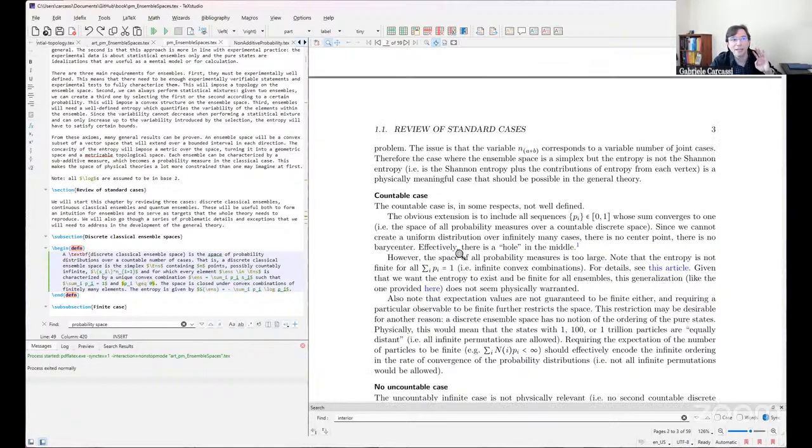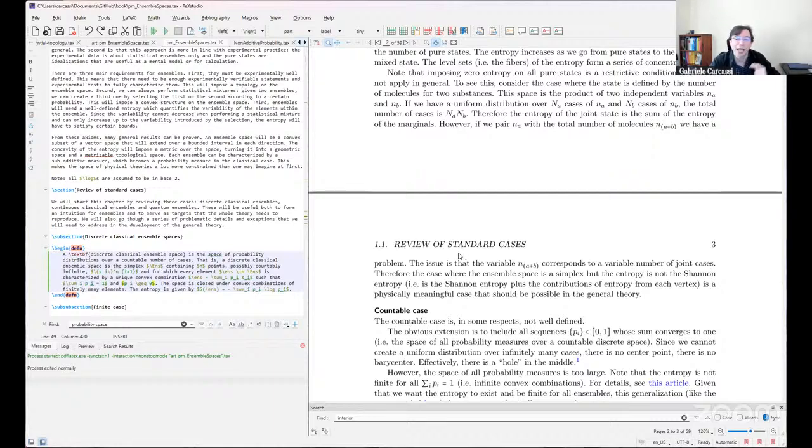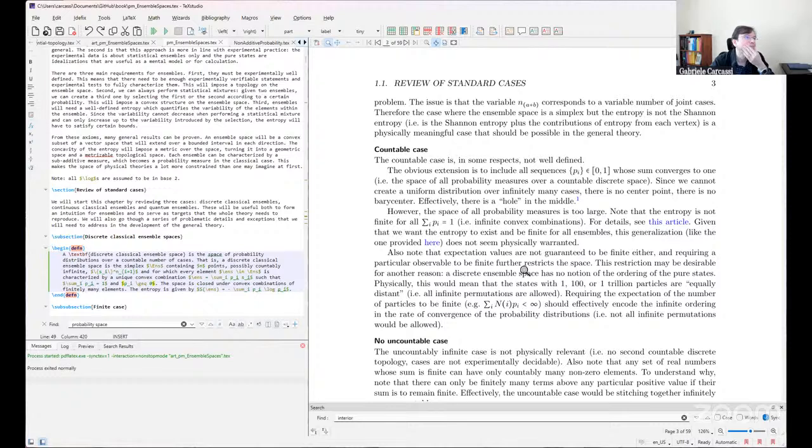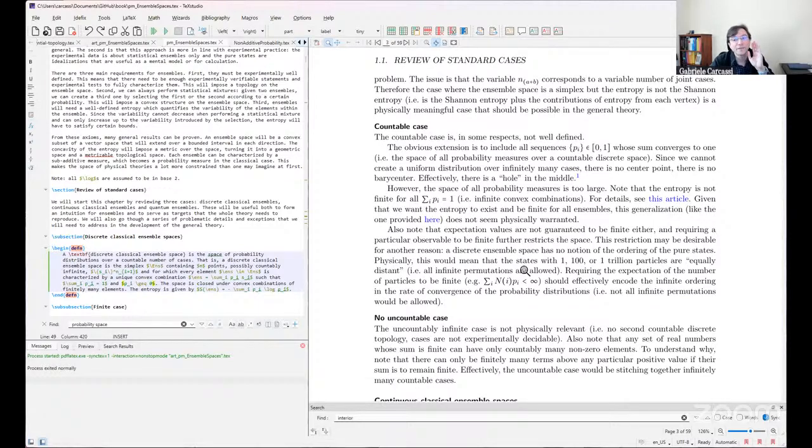Okay. Again, if there are questions about this, put them in the chat, put them in the comments. It's why we're doing this. And so we've seen the finite case. Now we are going to look at the countable case.